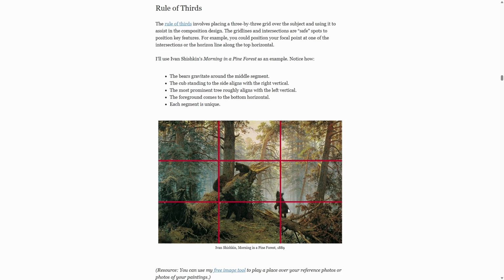So for example, this cup right here becomes a focal point. This bottom becomes the ground. This tree follows these. Most bears is in the middle. So each part of the grid is actually a different painting.